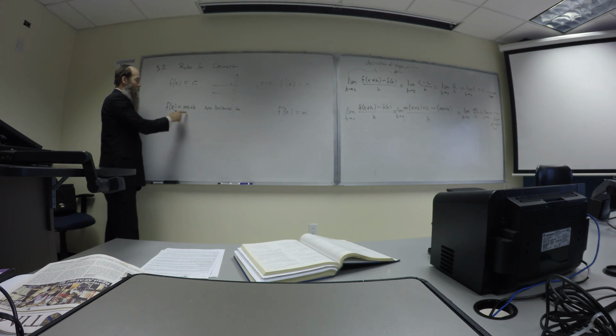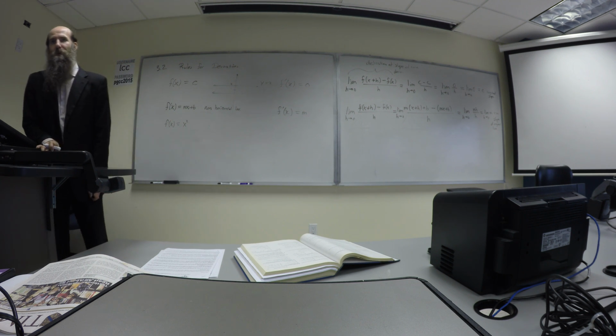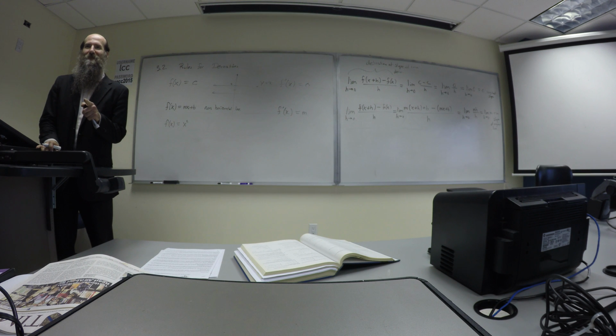Next, that takes care of all linear functions. Now we need to go to quadratics. F of x equals x squared. Who knows the answer? I want the derivative. What's that? Drop the power by 1, multiply the coefficient.